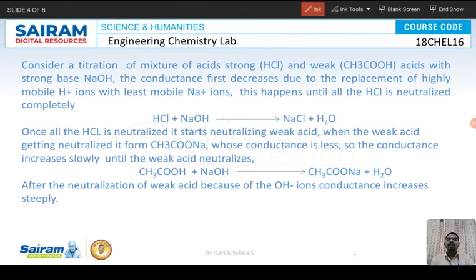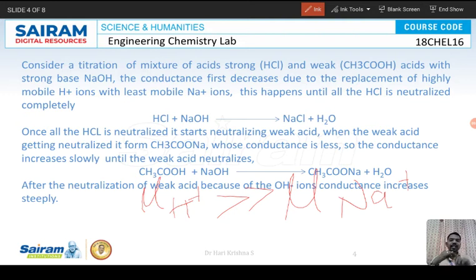So the mobility of H plus ion is very much greater than the mobility of Na plus ions. So initially the conductance will be very high, because conductance depends upon the mobility of ions. The higher the mobility of ions, the higher the conductance. The lower the mobility of ions, the lower the conductance.